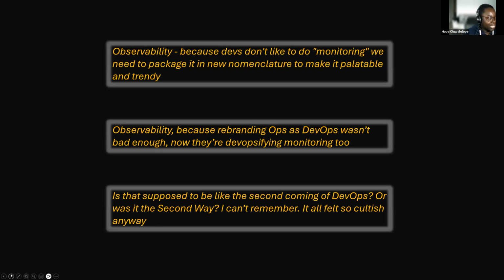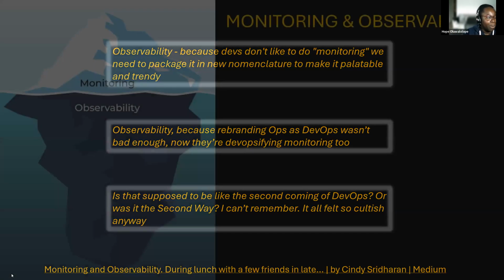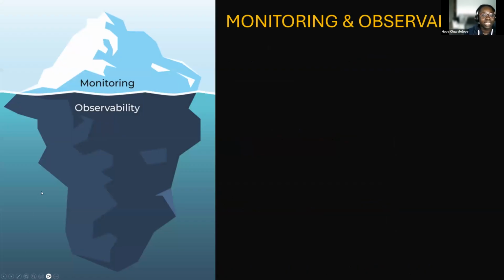But I'm not engaging in that kind of fight. I would just say, this is the article I read in case you want to read it. But I would just say there are differences when it comes to observability and monitoring. So let's go together to see, okay, is there a huge difference, or are we just rebranding monitoring as observability? Let's go on that journey together.